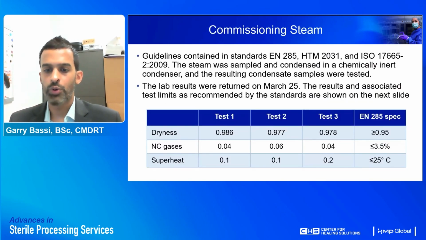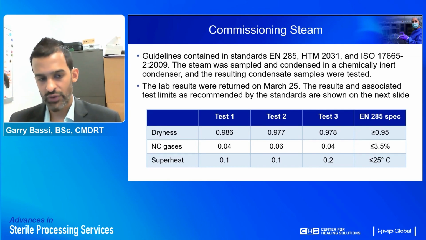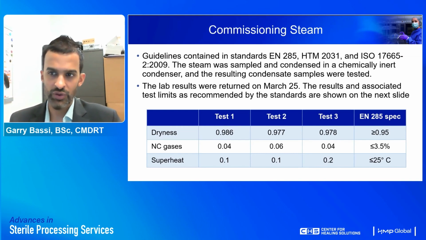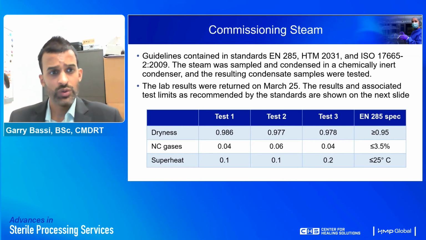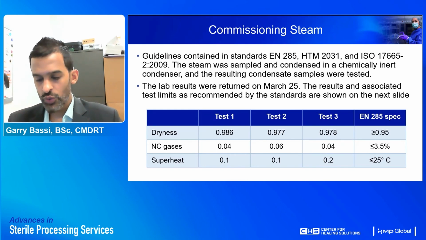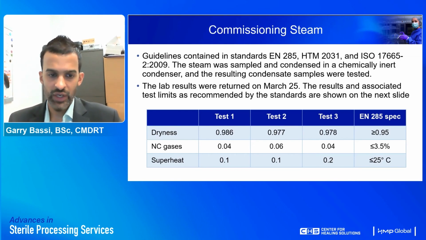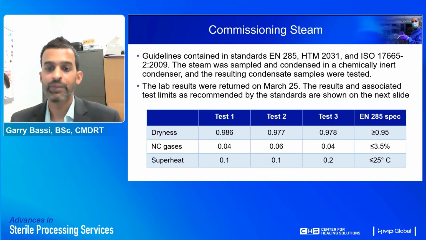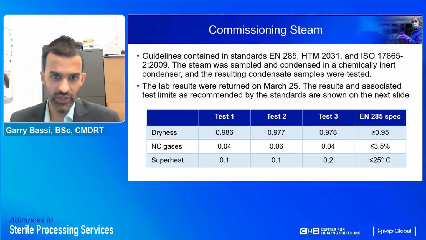One of the other important points to point out here is when you're commissioning steam in redevelopment projects. So the guidelines that are contained in the standards EN 285 and HTM 2031, also ISO 17665-2:2009, when you're commissioning new autoclaves, before you turn your autoclaves on, it's very important you commission your steam. And that involves testing it for its dryness, non-condensable gases, and the superheat, to check if it's superheated steam and what those values look like. Those values are correlated back to the standards that I mentioned.